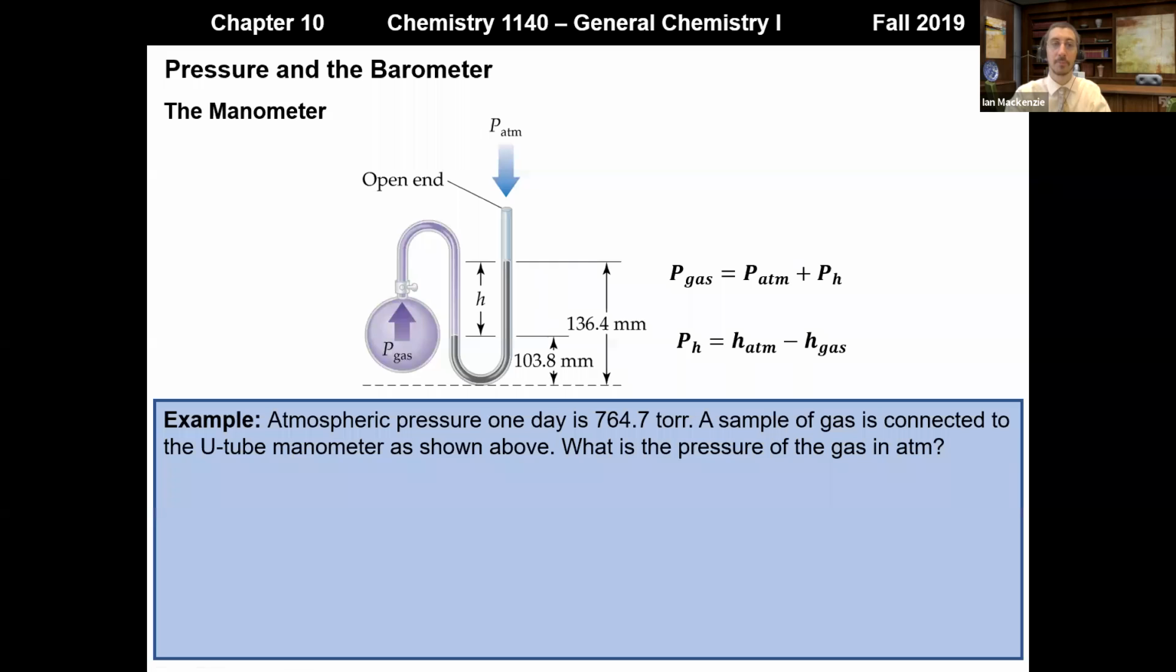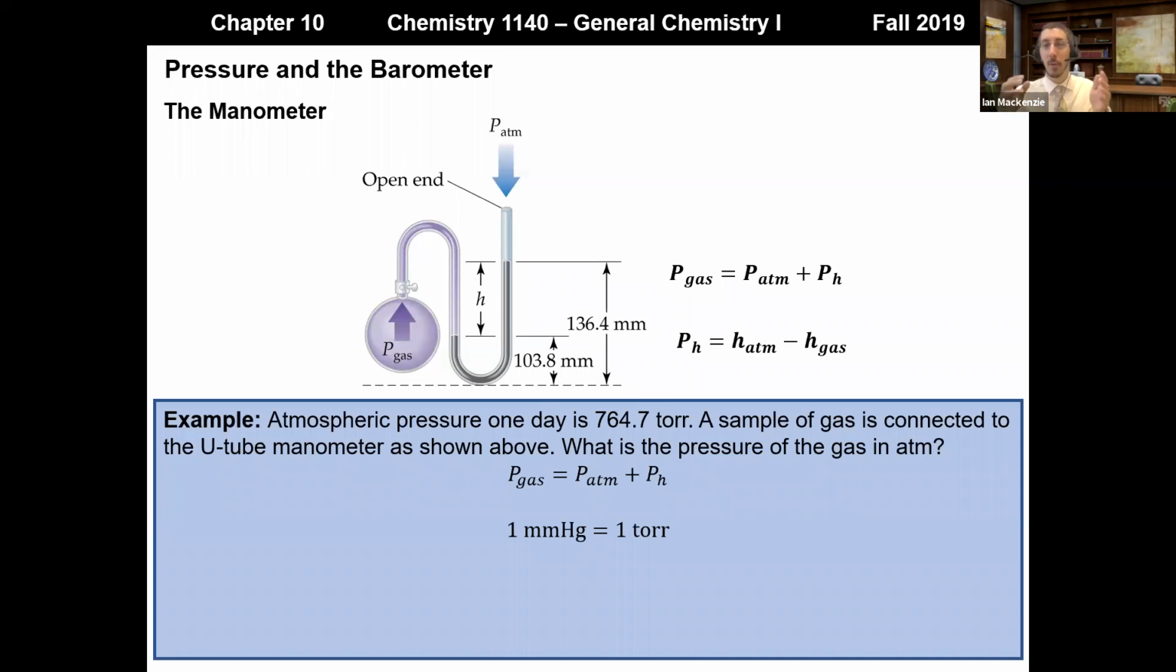So the atmospheric pressure one day is 764.7 torr, and a sample of gas is connected to the U-tube manometer as shown above. What's the pressure of this gas in atmospheres? Okay, so we're given a couple things here. So we've got our equation, but the first thing to point out is that we need to make sure that our units are all uniform. We've been given the atmospheric pressure in torr, but the height here is in millimeters of mercury. So we just have to make sure that our units match each other.